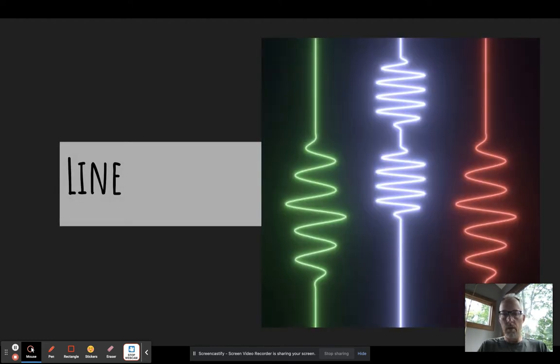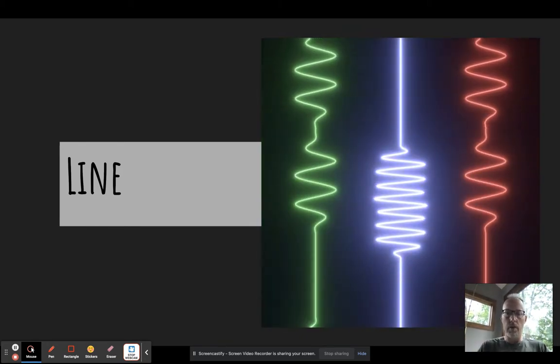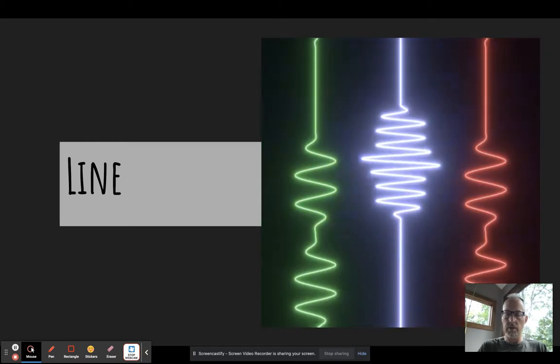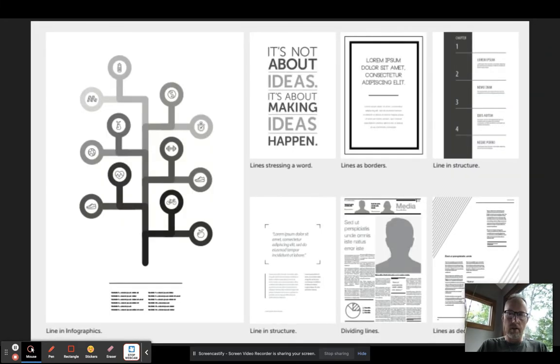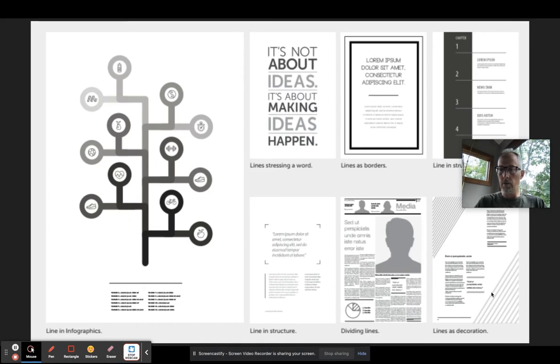Starting with line. Line is a point that moves through space. It is a moving point, and it comes in all shapes and sizes and forms. In advertising art here, we can see line in these graphics. We can stress a word. We can stress with borders. We can set up organization with line. We can make dividing lines. And then we can also see lines as decoration and as elements of movement.